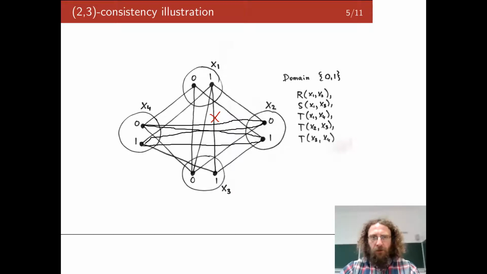So this we do for every edge we see here until it stabilizes, and when it stabilizes we get a 2-3 instance. In this example, actually the instance will become empty, so our consistency algorithm is perfect.